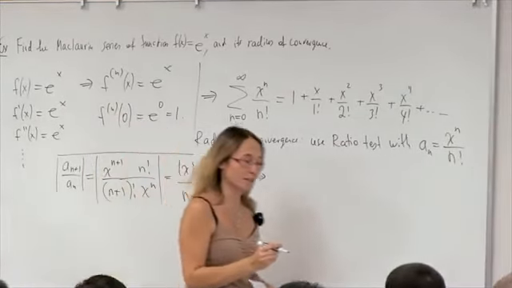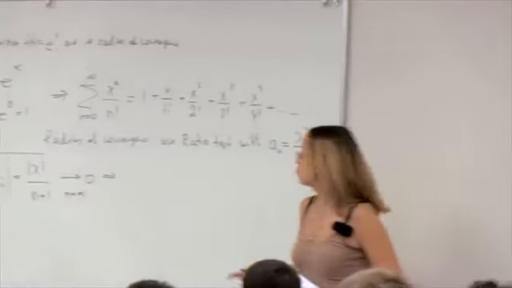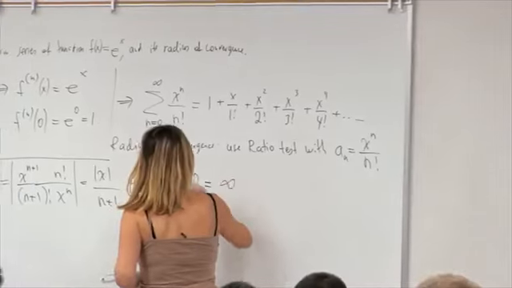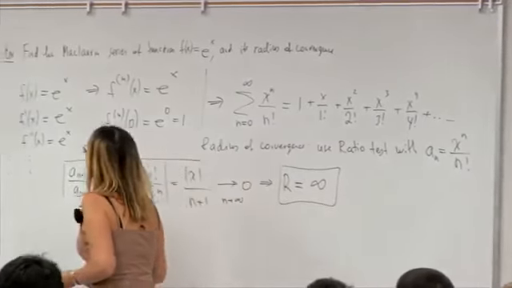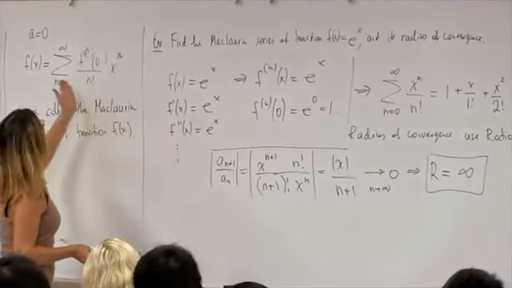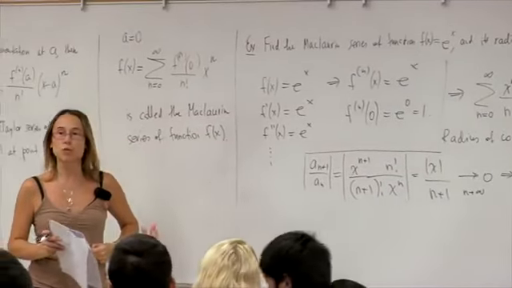Therefore, the series converges for any x, right? The radius of convergence is infinity. The exponent is very nice this way. Its Maclaurin series converges for any x.